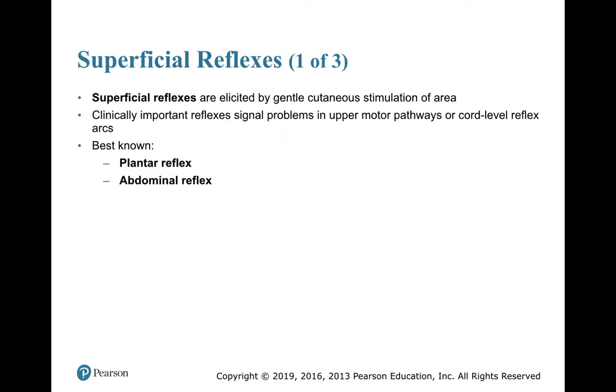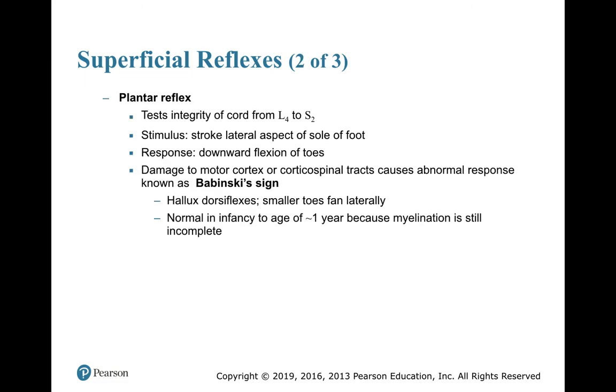Superficial reflexes are elicited by gentle cutaneous stimulation of an area. There are some clinically important reflex signals that occur in upper motor pathways at the cord level, and the two best known ones are the plantar reflex and the abdominal reflex. In the plantar reflex, you'll get information about the integrity of the spinal cord from L4 to S2. The stimulus you would apply would be a stroke of the lateral aspect of the sole of the foot, and you should see a downward flexion of the toes.